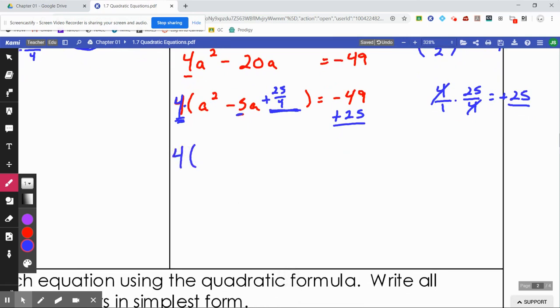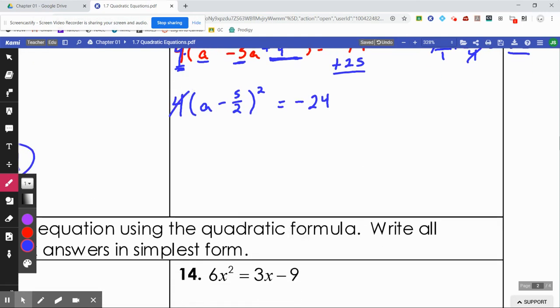So we always factor next. Now I'm confident this is a perfect square. So it's going to be a times a gives you a squared. What adds to give you this, multiplies to give you this will always be half of this, which would be negative 5 halves. That always completes your factoring. And on the right side, a negative 49 and a positive 25 is a negative 24.